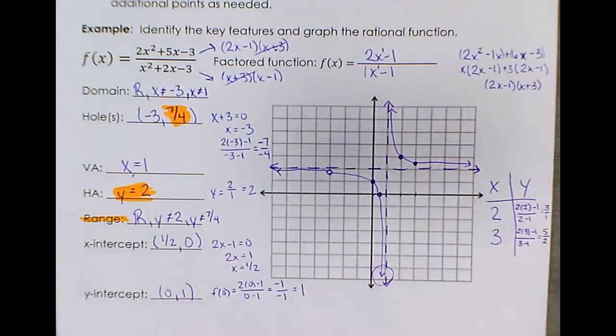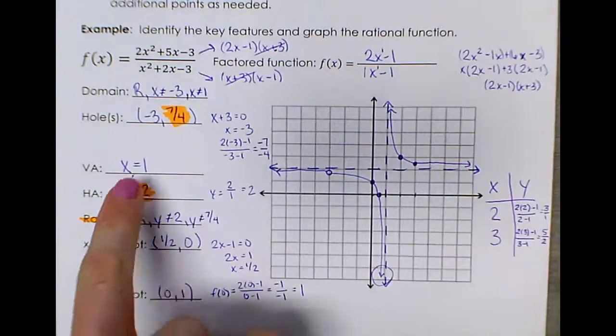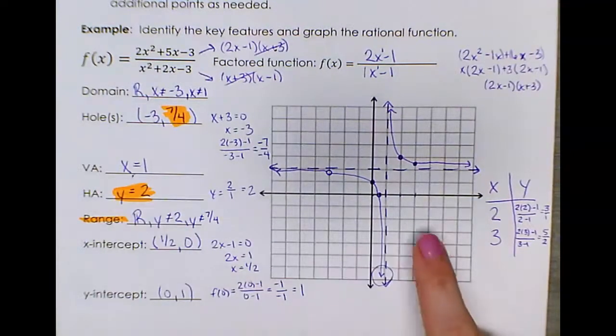So in our notes today, we have reviewed how to find the domain, the holes, the vertical asymptote, the horizontal asymptote, the x and y intercepts. We've reviewed factoring a little bit. We've learned how to write the range of a rational function. So you need to take out the y values for the asymptote and for the hole. And then we've also learned how to put it all together on a graph and make sense of what all of these pieces look like.